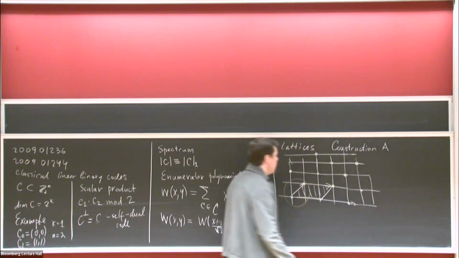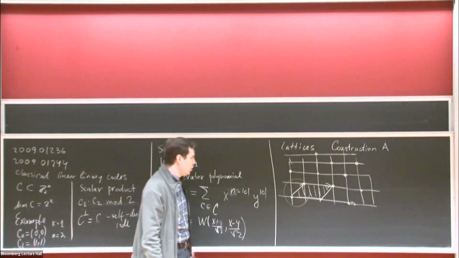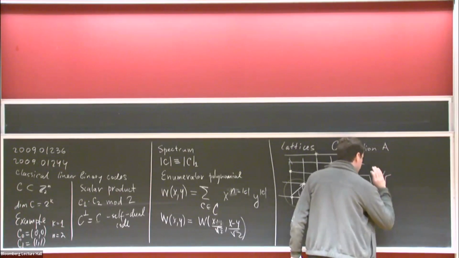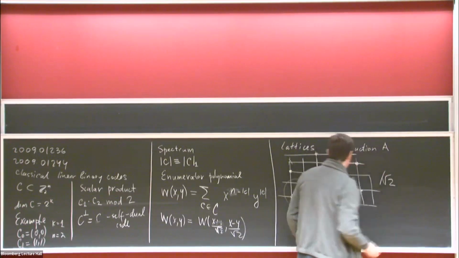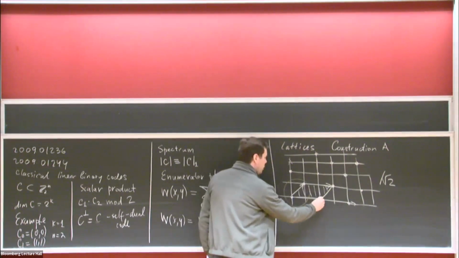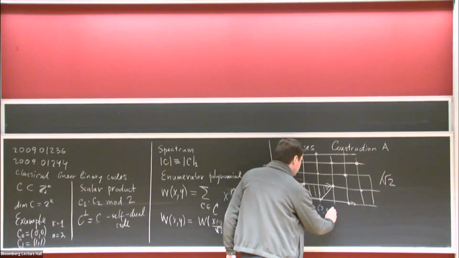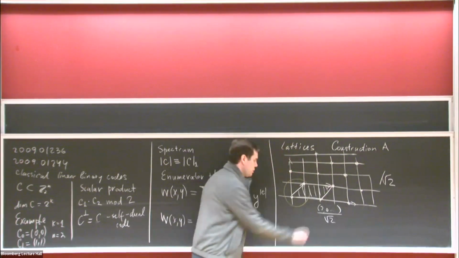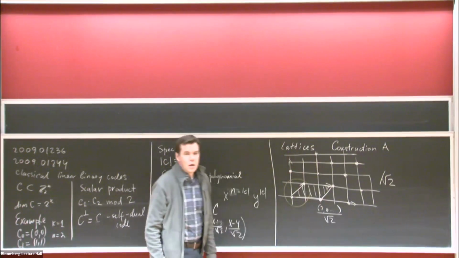We'll build a sublattice of a cubic lattice starting from the code. And for some technical reason, I will shrink this lattice by square root of 2, such that this point, which used to have a coordinate 2, 0, 0, 0, now has a coordinate square root of 2, 0, 0, 0. That's this point.